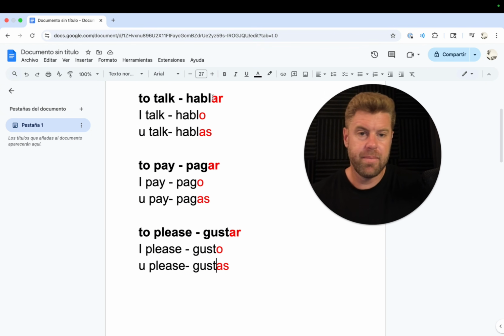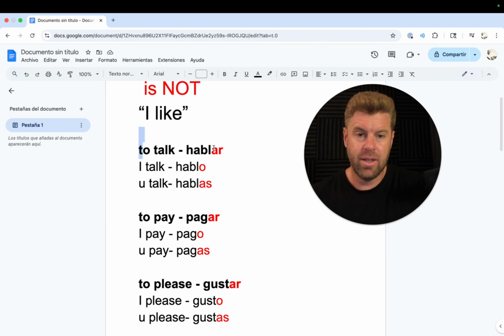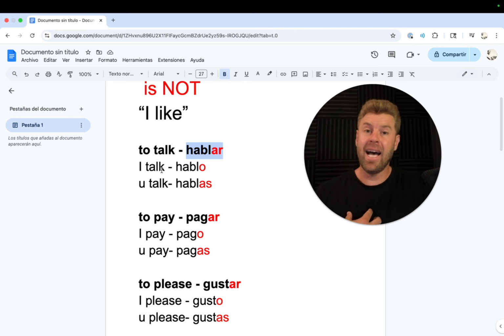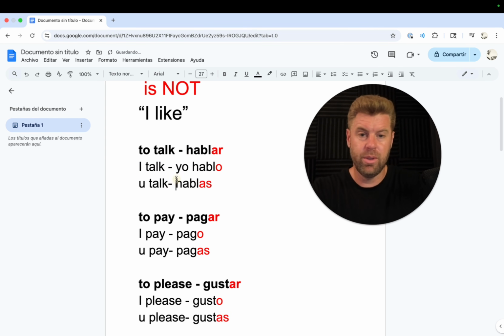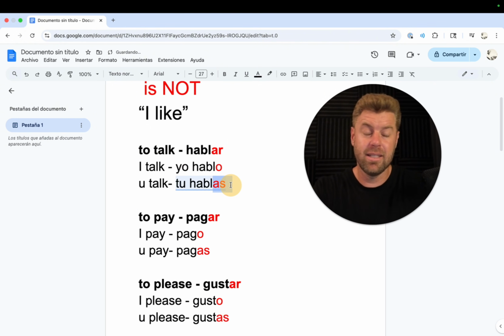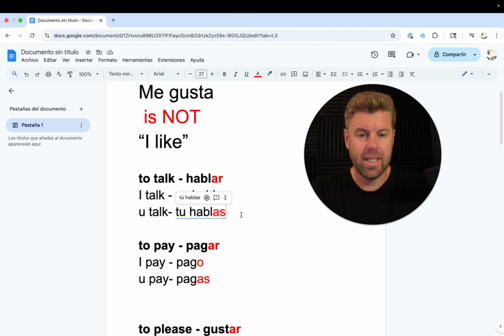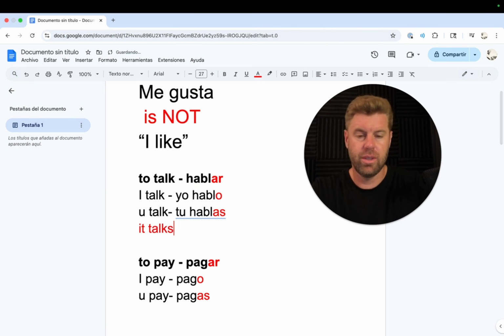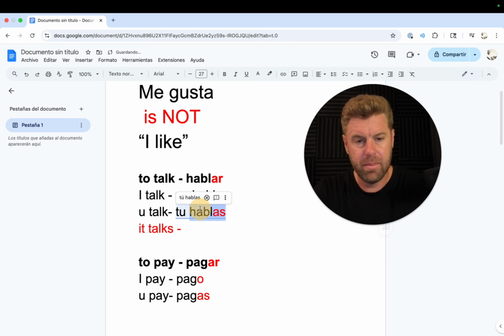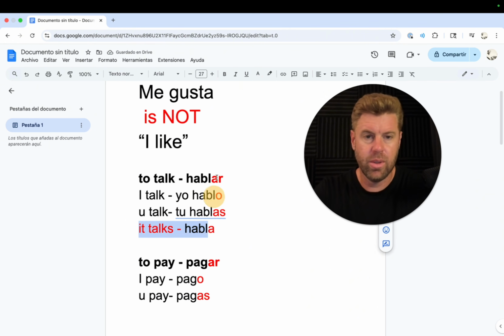You know how I said the normal version of the word ends in an R? And then when we were talking about I, we changed it to end with an O. So that O represents talking about I, or yo in Spanish, yo hablo, tú hablas. The S is always talking about tú. So we can tell by looking at the end who we are talking about. But what if I wanted to say it talks? What would I say? Well, it's almost the same. I would say habla without the S. I just remove the S. Okay, so it talks is habla.